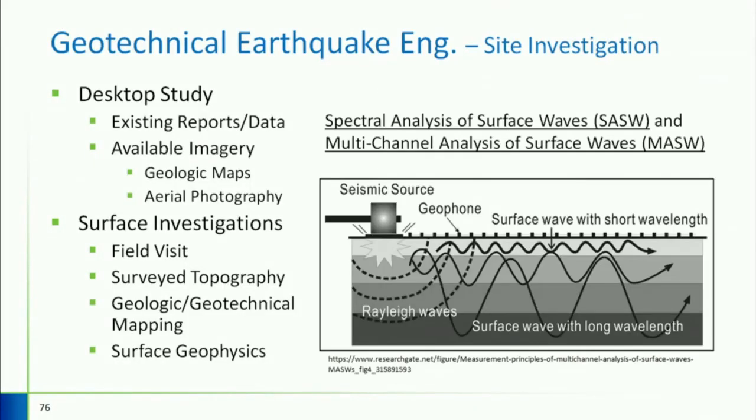There's surface wave spectral analyses. This is one where you do different wavelengths, and depending on the wavelength, you penetrate different depths into the soil. Assuming that it's faster down lower, you can determine wave speeds based on an analysis of these waves.